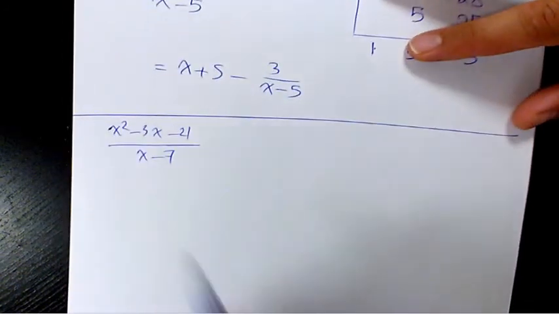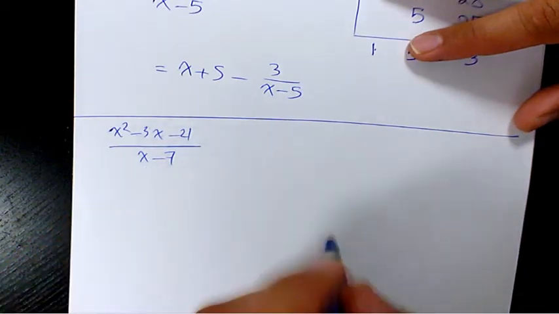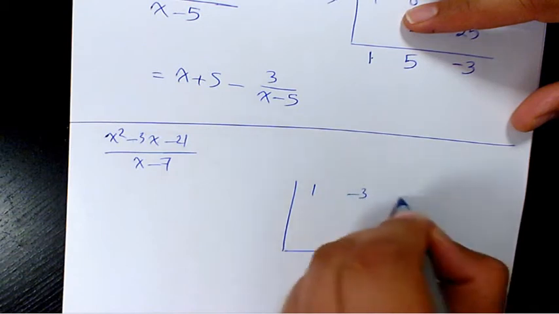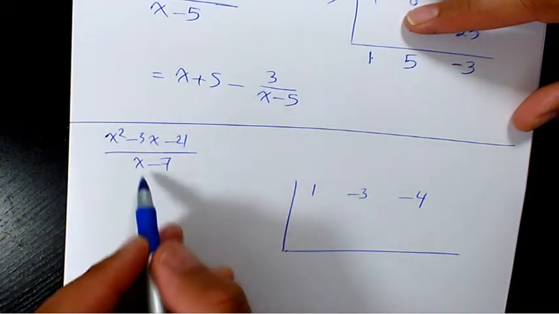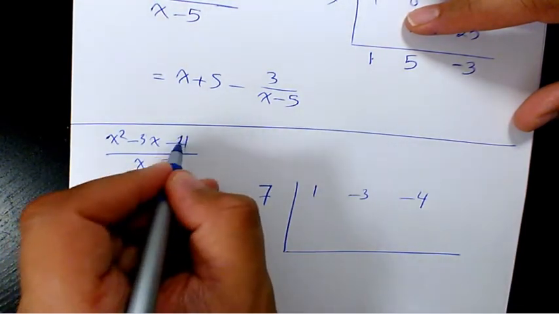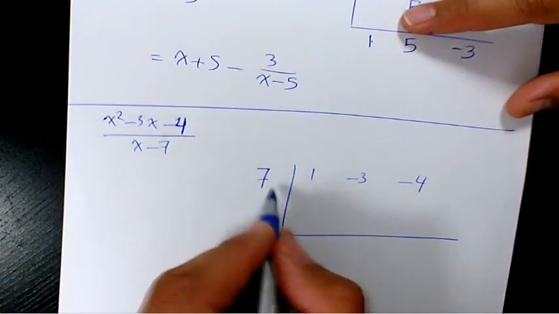Next one, x squared minus 3x minus 21 divided by x minus 7. So what we have here is 1, negative 3, negative 21, divided by x minus 7, which is the root of the denominator. So you bring 1 down.